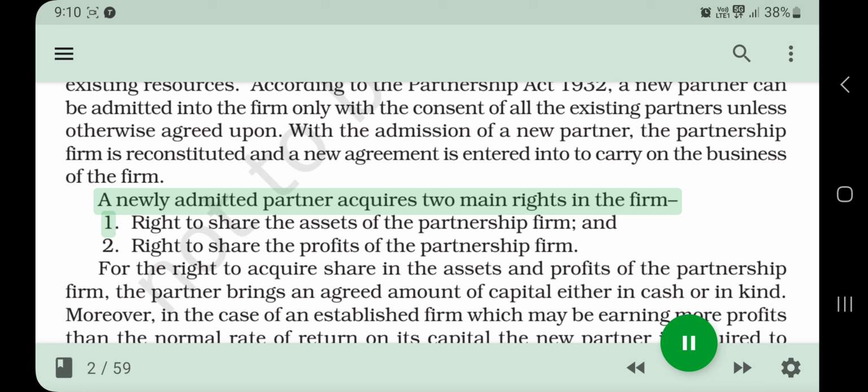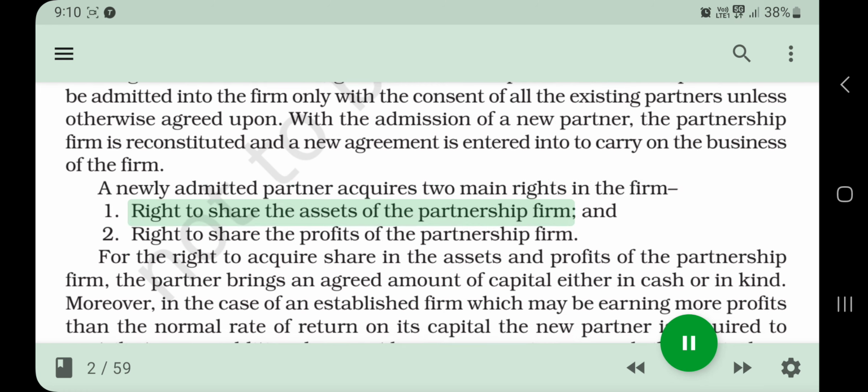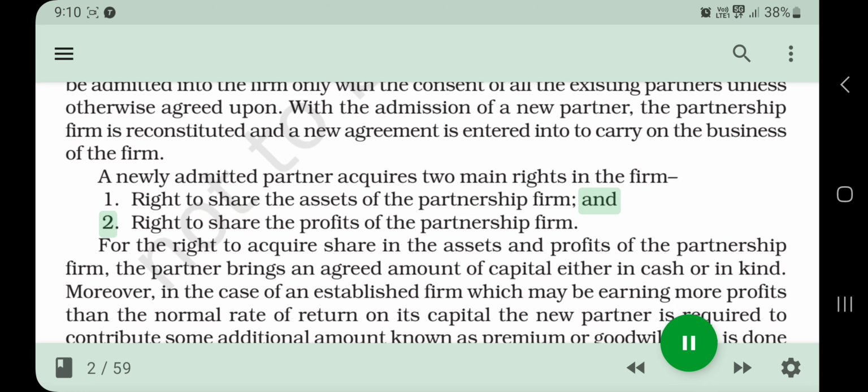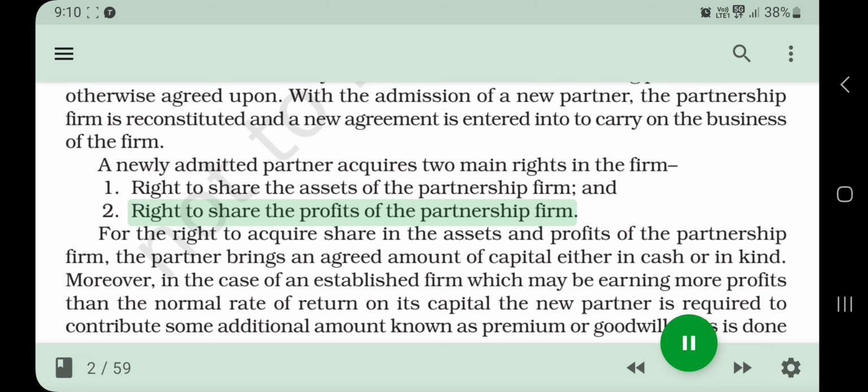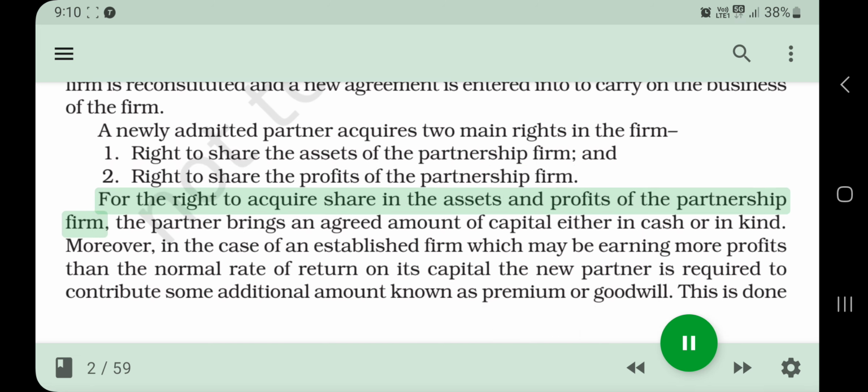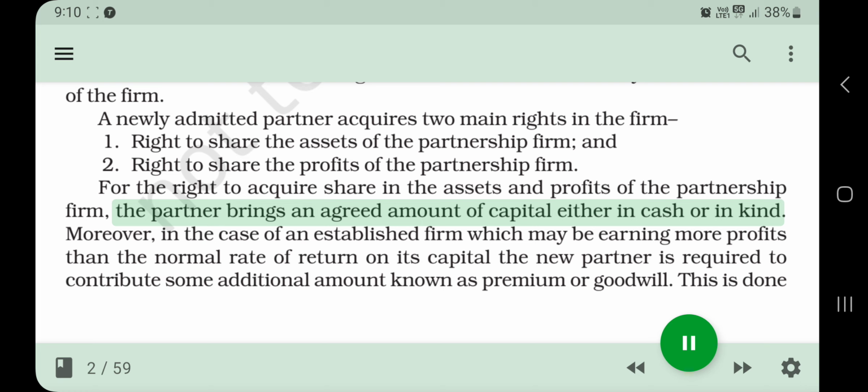A newly admitted partner acquires two main rights in the firm. 1. Right to share the assets of the partnership firm. And 2. Right to share the profits of the partnership firm. For the right to acquire share in the assets and profits of the partnership firm, the partner brings an agreed amount of capital either in cash or in kind.